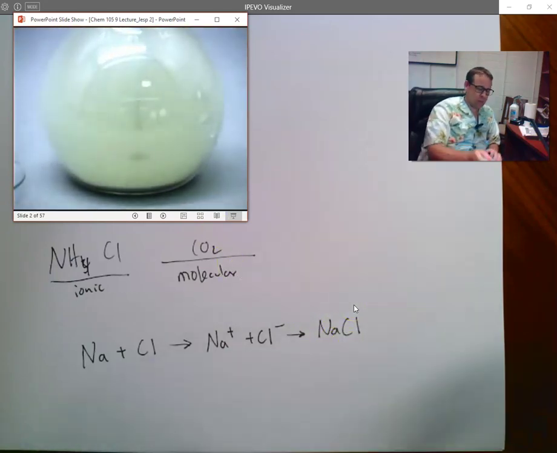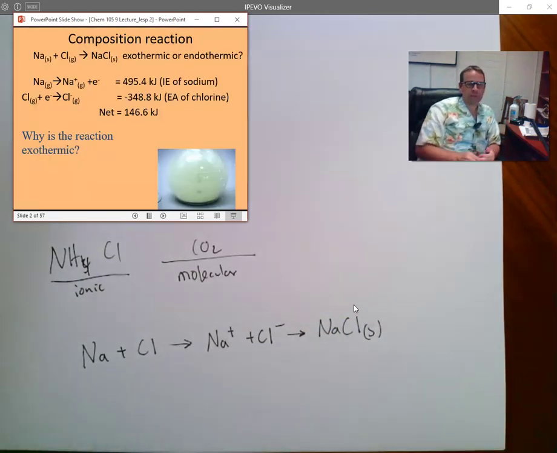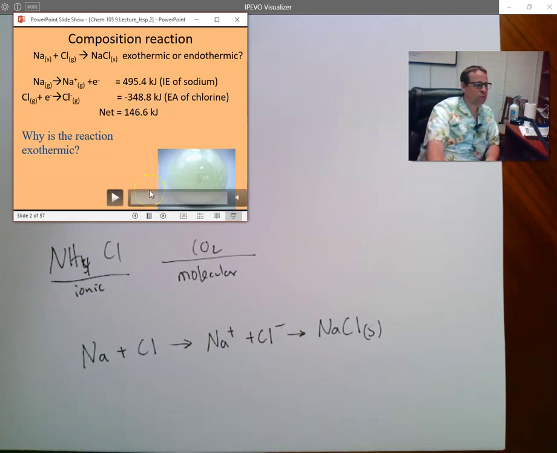Our sodium chloride solid. All right, Alyssa, looking at that chemical reaction, would you say that that reaction is exothermic or endothermic? What did it look like, Alyssa?